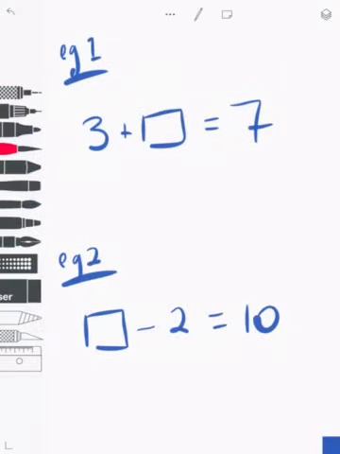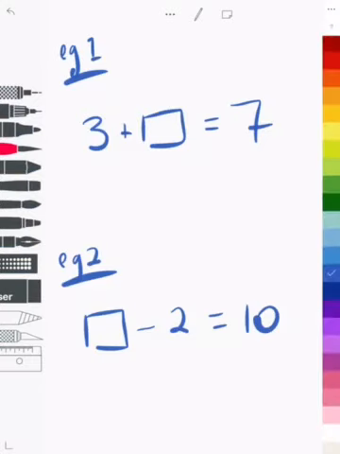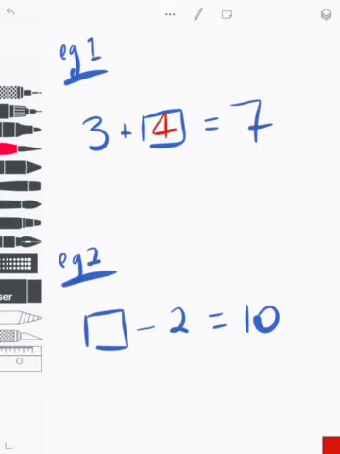Now, prior to this stage, you would have seen mathematical problems like this, where we have 3 plus box equals 7. Rather than having an x or a y value like we deal with today, you would have dealt with a box. So we know that what plus 3 equals 7, and the answer here is 4. So we know that 3 plus 4 equals 7. Just like here, box minus 2 equals 10. What minus 2 equals 10? And we know that 12 minus 2 equals 10.